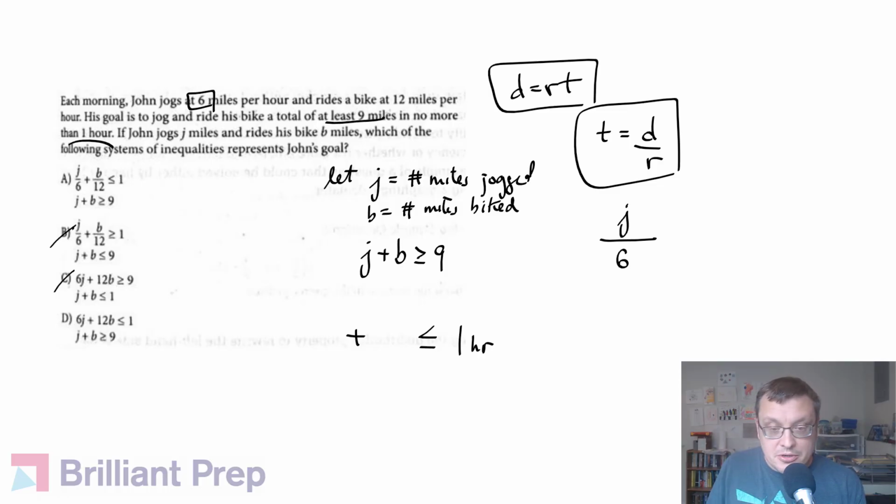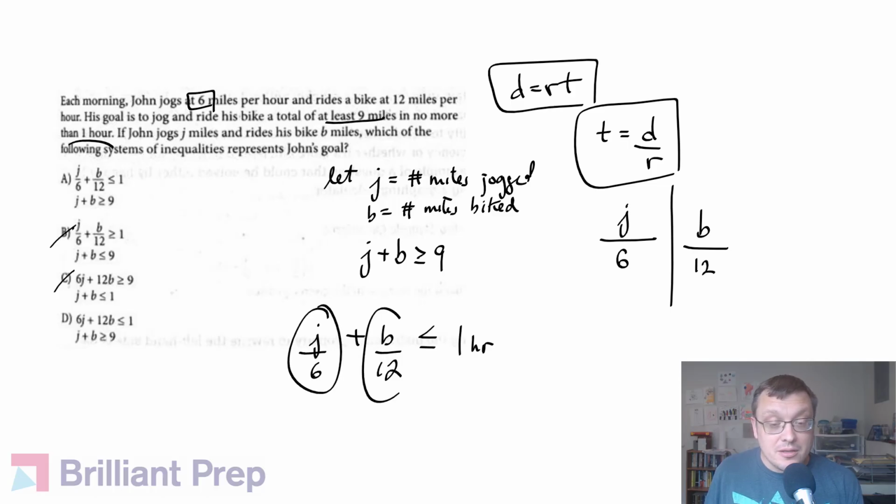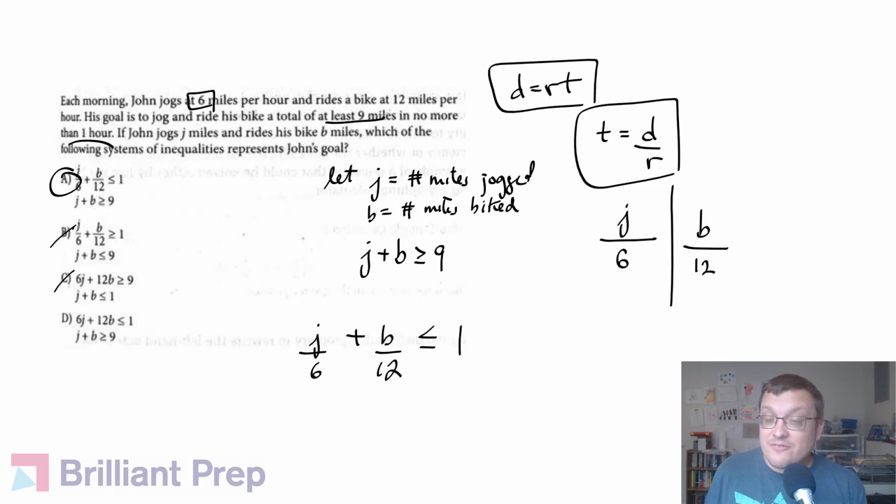We can just use these numbers. So this is going to have to be J over 6. And then same deal, we want to determine the amount of time it takes to bike. We determine the distance biked, which is B, divided by 12, which is the speed biking. That should give us the time it takes to bike those B miles. And so here we have a quantity of time plus a quantity of time adding up to 1 or less. So when we look at our choices, that fits choice A.